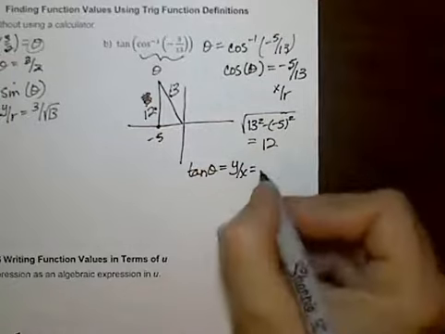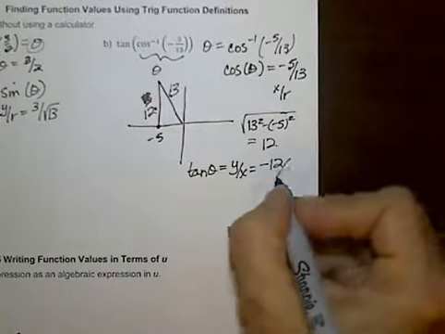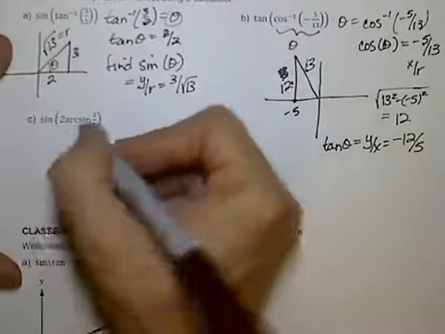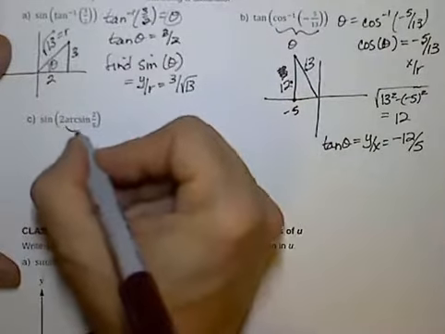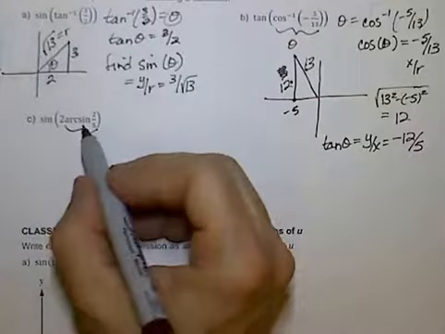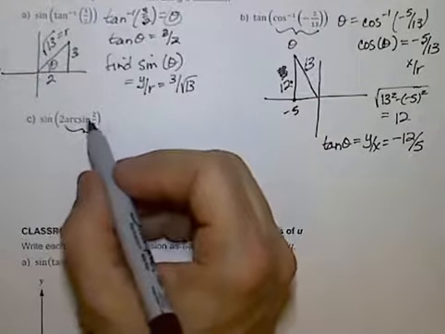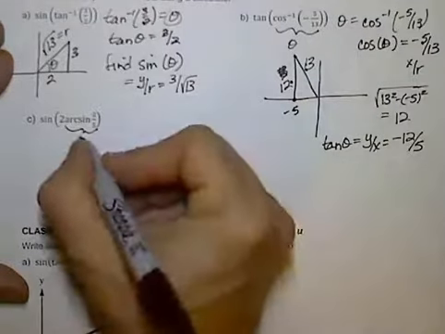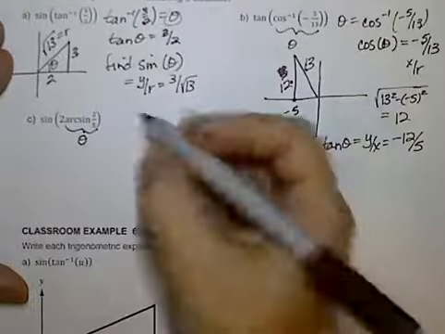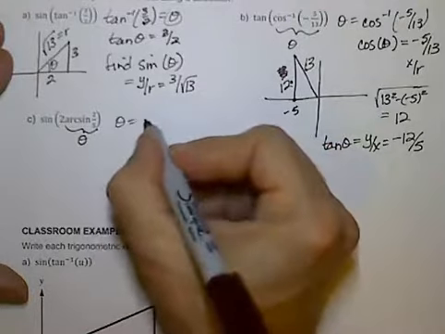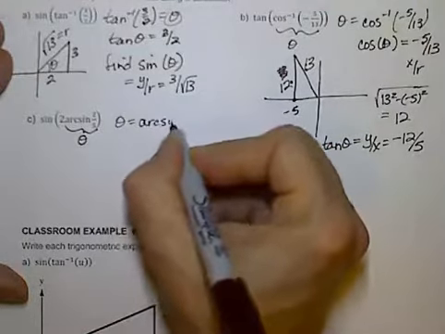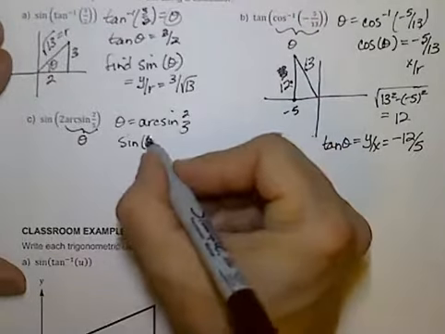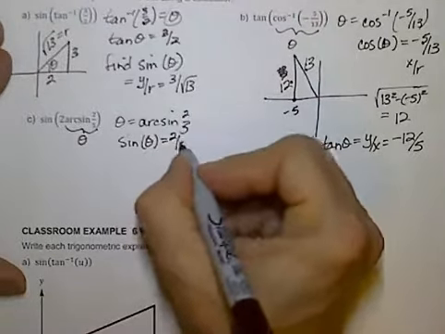That's going to give me negative 12 over 5. For this one, we're going to start out kind of the same way, but first we're going to look at this angle right here. Remember, anytime you have an inverse trig function with a value, that's actually equal to an angle. So I'm going to call this part angle theta. So I have theta equals arc sine of 2/5. That means that the sine of theta is equal to 2/5.